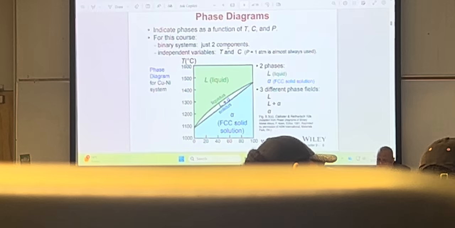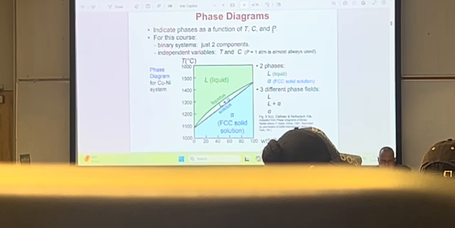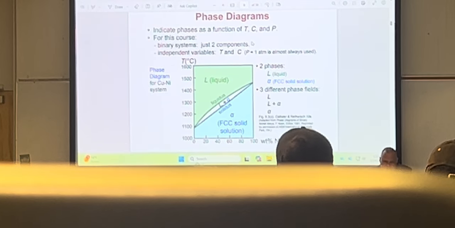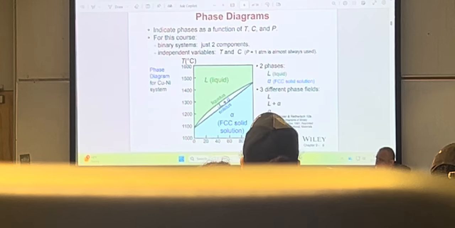For binary system, we have temperature, we have the number of components C, and we have the pressure. In binary system, we just have two components. That's why it's called binary. Independent variables are C and P and T. And that is when the pressure is fixed at 1 atmosphere. Any questions about this? Yeah?